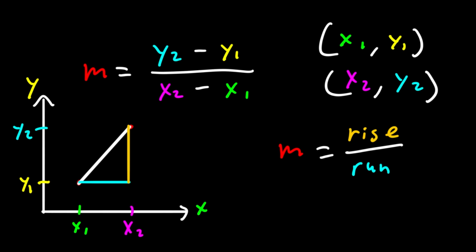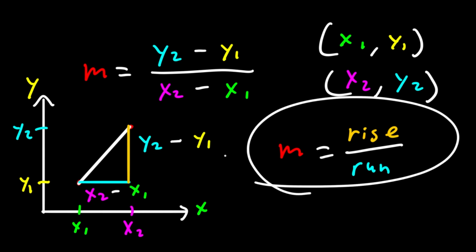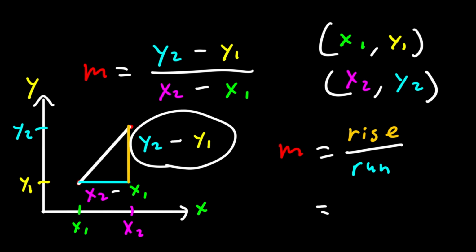How can we write this algebraically? Well, since we're going from y1 to y2, we want to find the distance between y2 and y1. And it turns out the distance is going to be y2 minus y1. For the run, the same thing applies. We want to find the distance between x1 and x2. So we're going to take x2, and then we're going to subtract x1. And this is going to be our distance. And now let's put this into the rise over run formula. Rise is y2 minus y1.